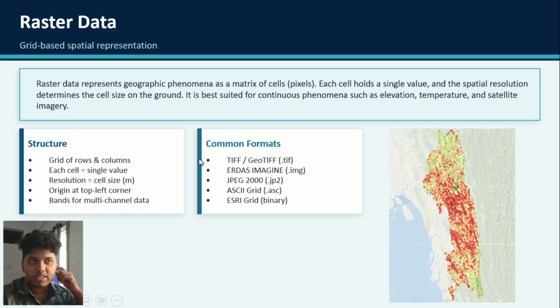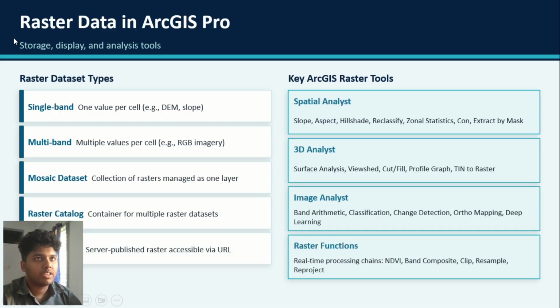The most commonly used format is GeoTIFF. It is the highest resolution raster data we can use in ArcGIS, and we have ERDAS Imagine, short for image, and JPEG, ASCII grid, and ESRI grid. And let's move to how we define a raster data set in ArcGIS Pro.